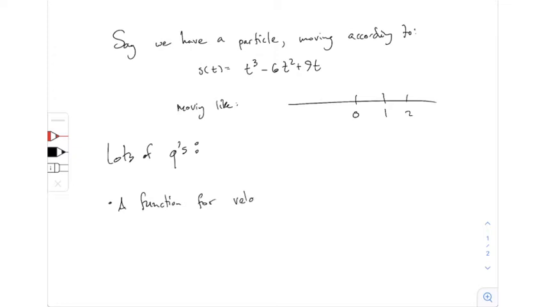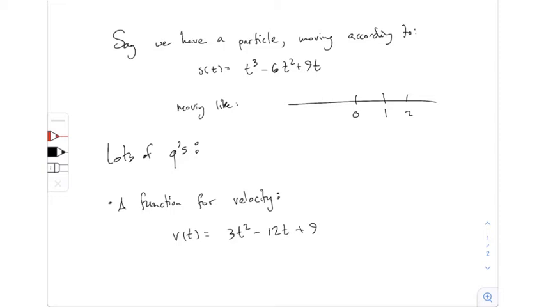Anyone want to say how do I do that? Yeah, take the derivative, right? s of t is the position, and I already refreshed your memory that the velocity is the derivative. So v of t is the derivative of the original thing. Anyone want to shout it out? Great. Yeah, this is a fairly easy derivative. You just do the power rule each time, and there it is. This is a function for the velocity.